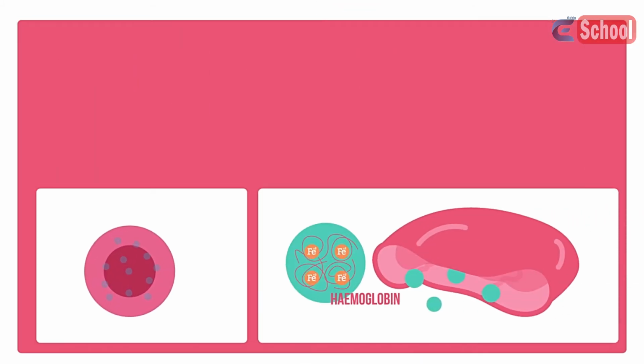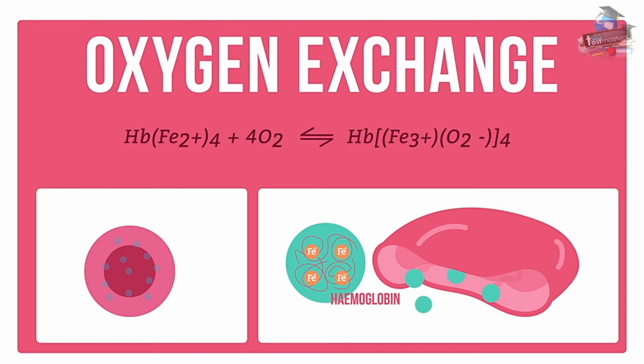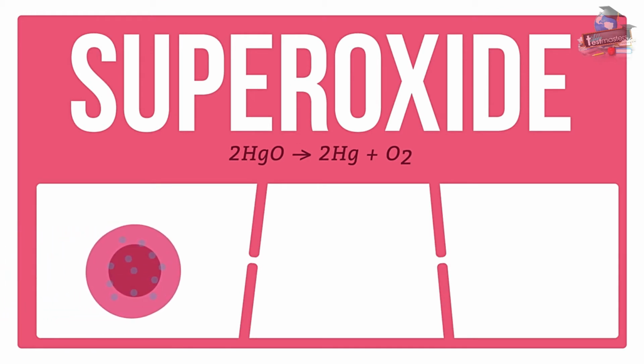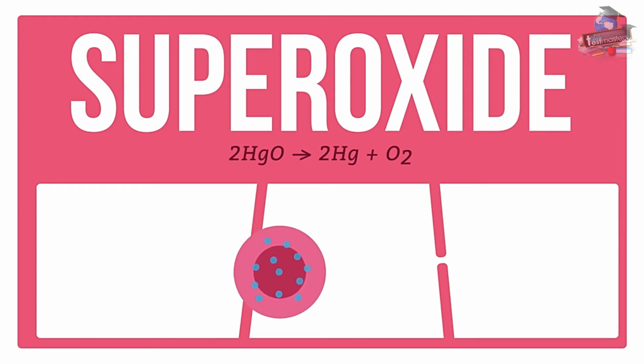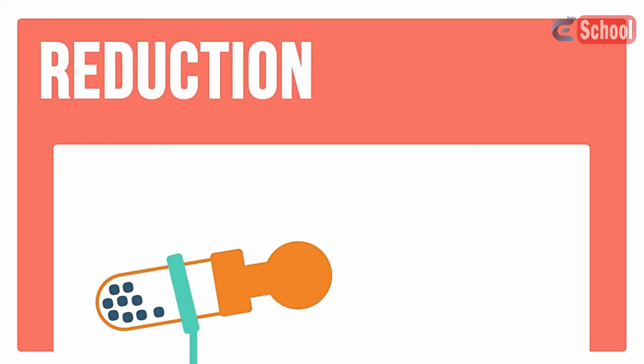Haemoglobin in blood carries oxygen around the body by oxygen exchange reactions. 4 iron 2+ ions sit in the middle of a porphyrin ring. When oxygen binds, the iron 2+ reversibly oxidizes. The negatively charged oxygen is called a superoxide. When it gets to where it is needed in the body, it is released and the ion is reduced back to iron 2+. Now let's look at reduction.